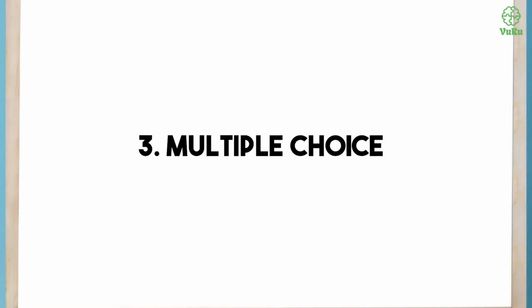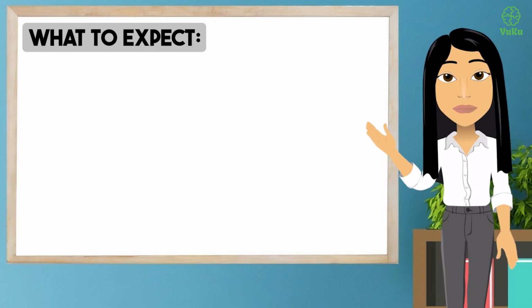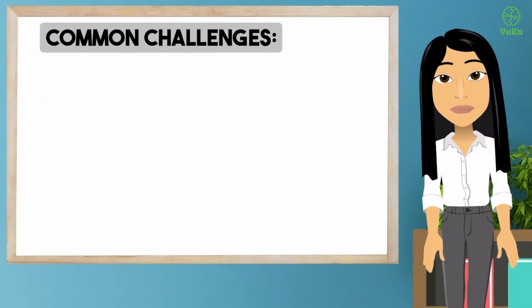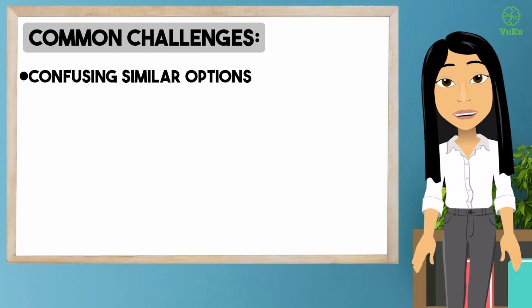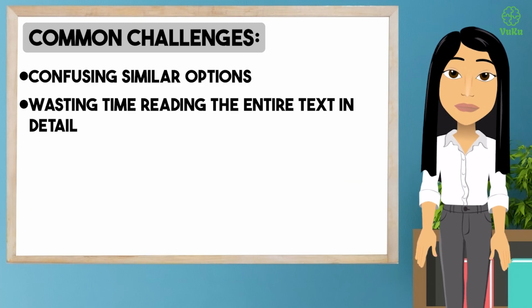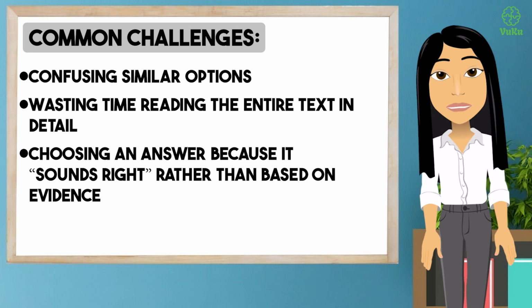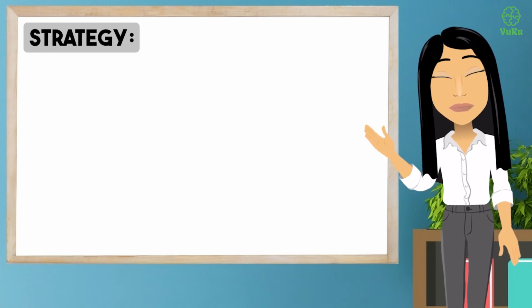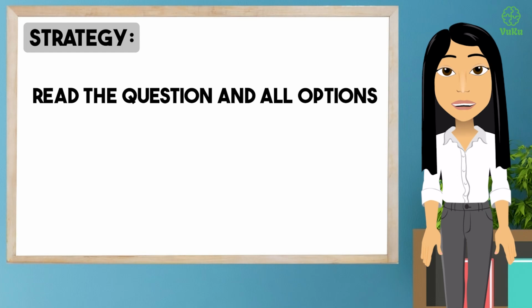3. Multiple choice. What to expect? Questions with 3 to 4 options, only one of which is correct. Common challenges: confusing similar options, wasting time reading the entire text in detail, choosing an answer because it sounds right rather than based on evidence. Strategy: read the question and all options.